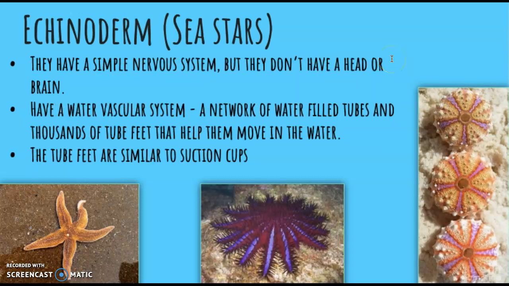They usually have a very simple nervous system, unlike many of the other invertebrates. However, they do lack a head and brain. They also have a water vascular system, so they have a network of water-filled tubes and thousands of tube feet. So this water vascular system helps them move in the water. It's similar to having suction cups, so many of them are found on floors and rocks because they use the suction cup like structures to help move along from one place to another.